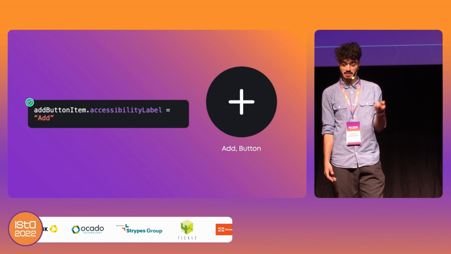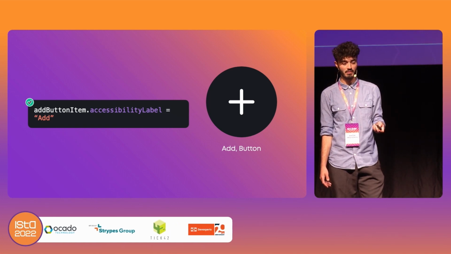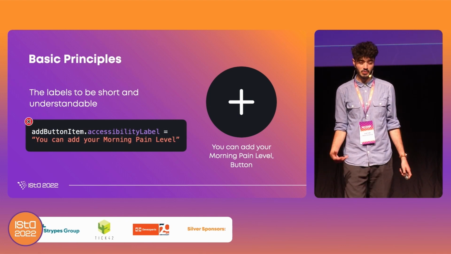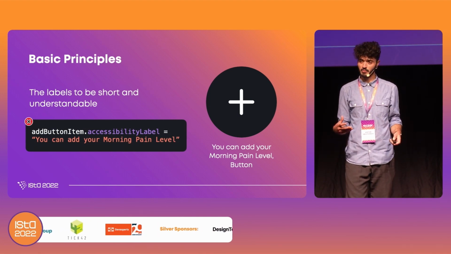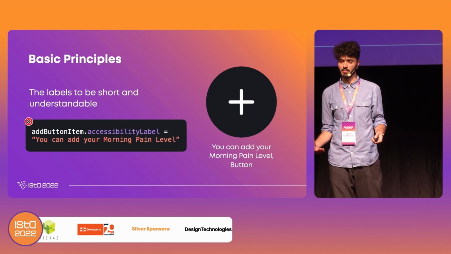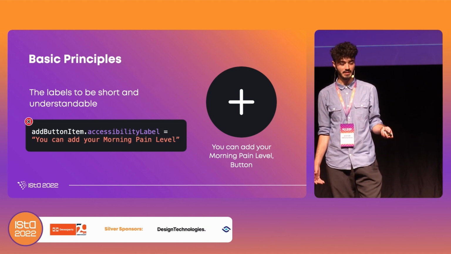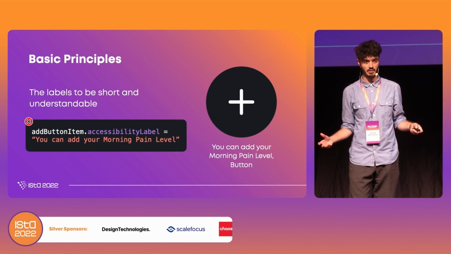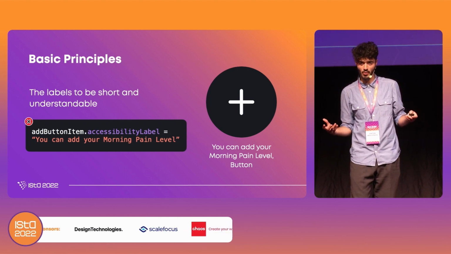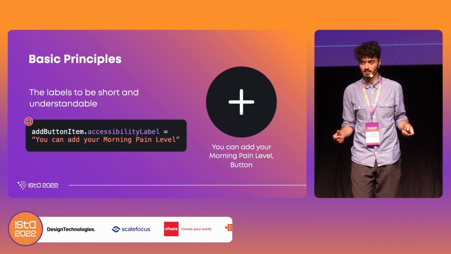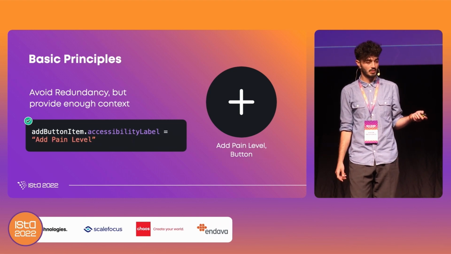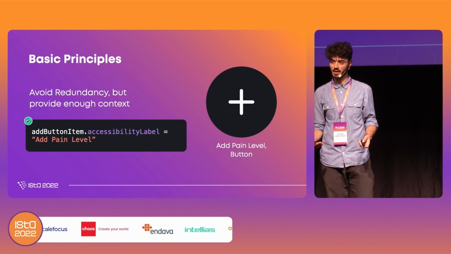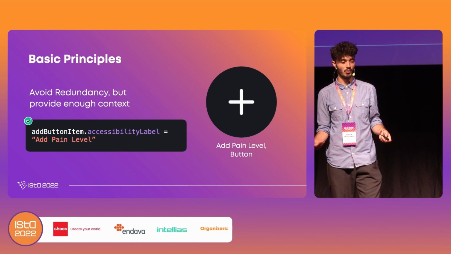But also, this is like the better option. Now we have add button. It's clear enough. We need to strive for pretty short but still understandable labels. So something like this could take a really long time for the user to hear it and to decide what's going on, and should I tap this element or not. Something that could be better is to avoid the redundancy but still provide a good context about what's going on.